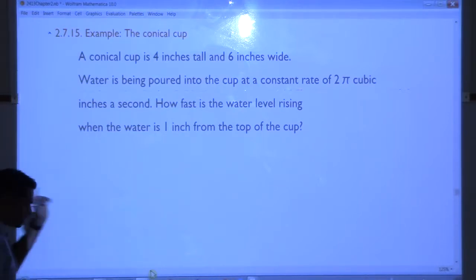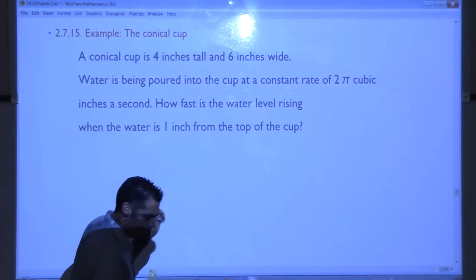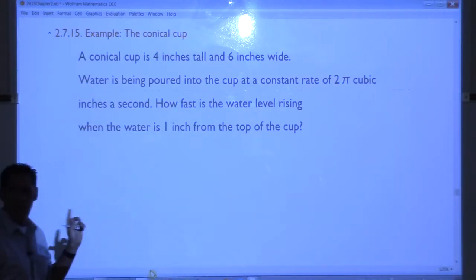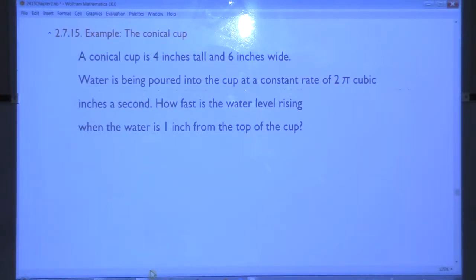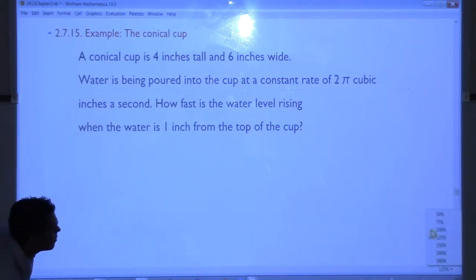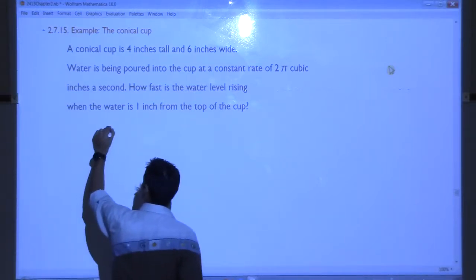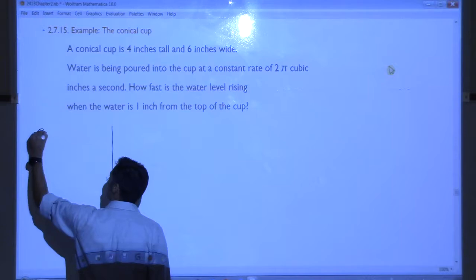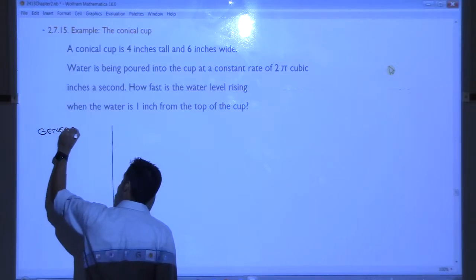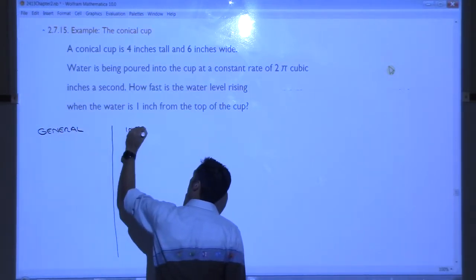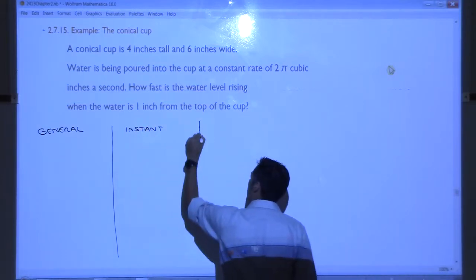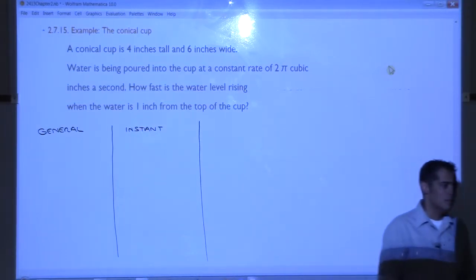Do you all want to see the animation of this first, or do you want to just try and do it without any visual guidance? No visual guidance? Okay, then if that's the case, let's make this a little smaller. I'm going to start putting together some things here. I'm going to still do general here, and then the instant. All right, so what should I draw?